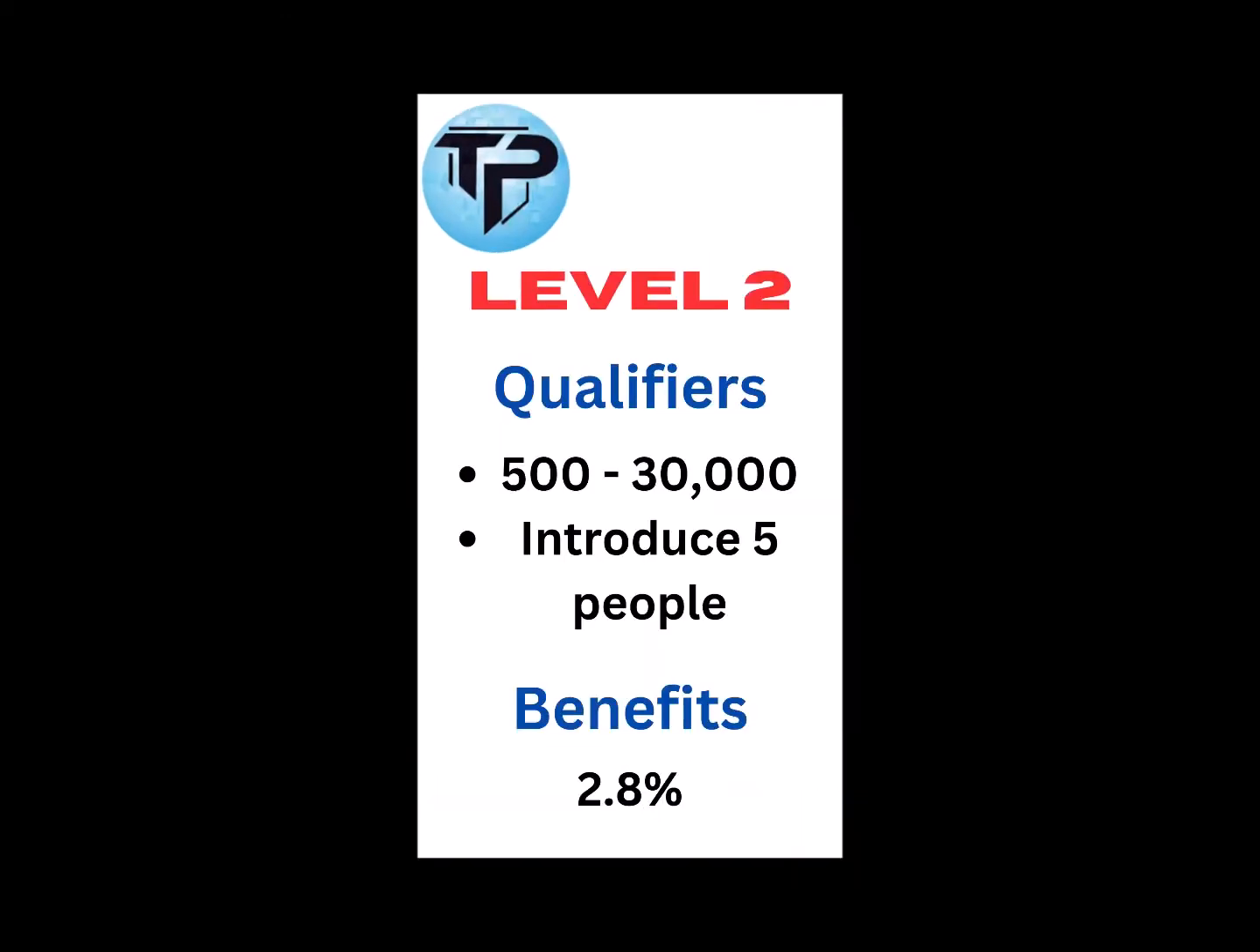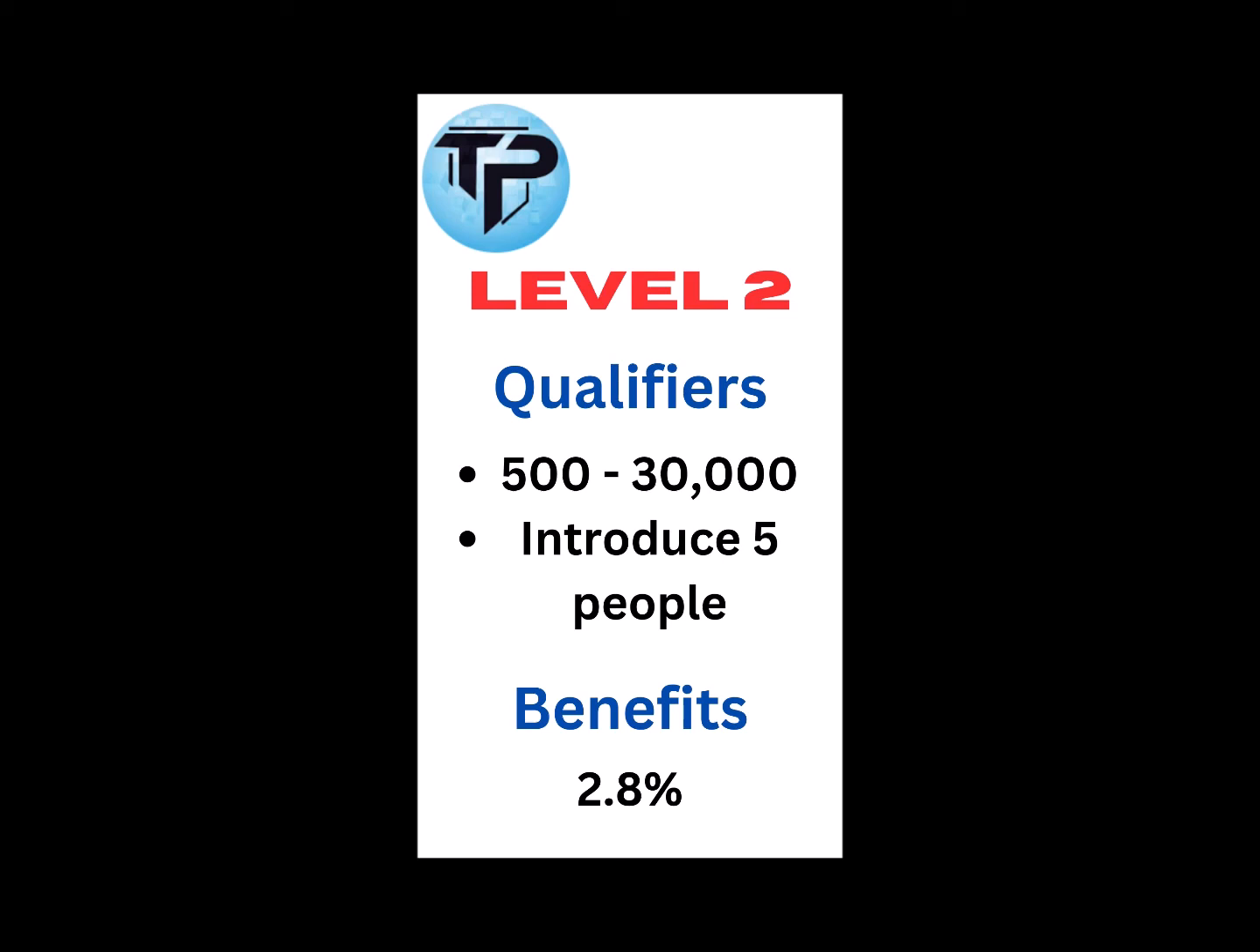The next level is level 2. To qualify for that, you need between $500 and $30,000. Okay, and the $5,000, as we've seen, is very easy to achieve. Even if you just put in $100, you'll soon get there in a couple of months just with the quantitative trading. However, the other qualification on level 2 is you need to introduce 5 people. Okay, once you introduce 5 people and you've made those qualifications, then you get 2.8% a day instead of 2.5% a day.